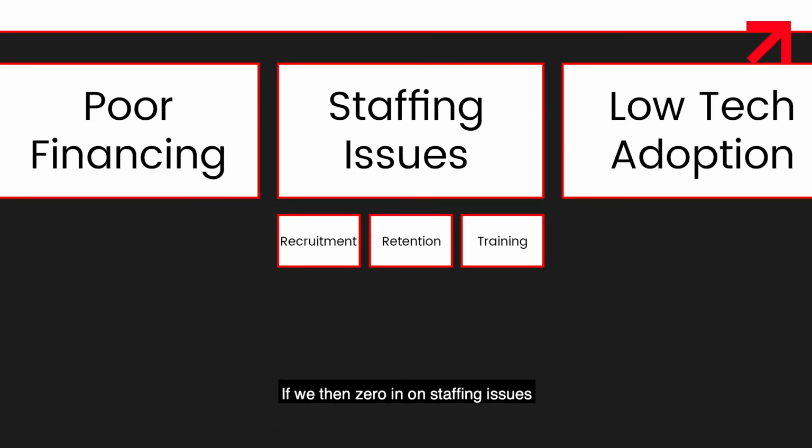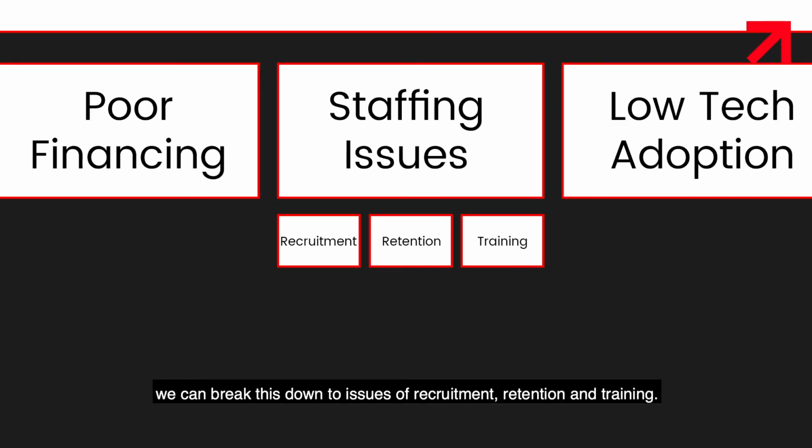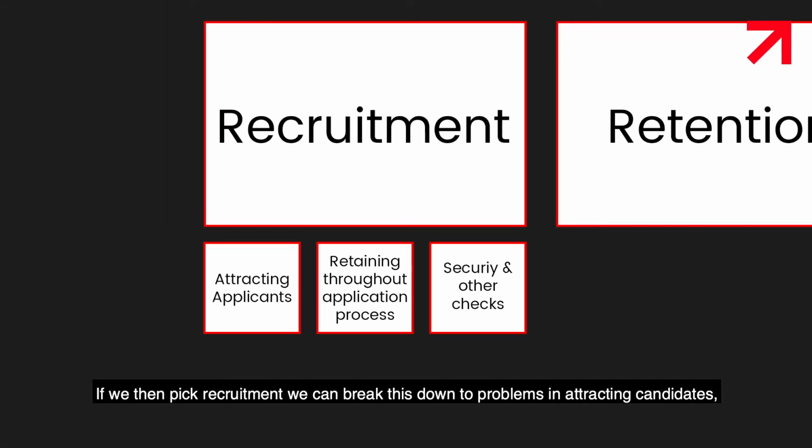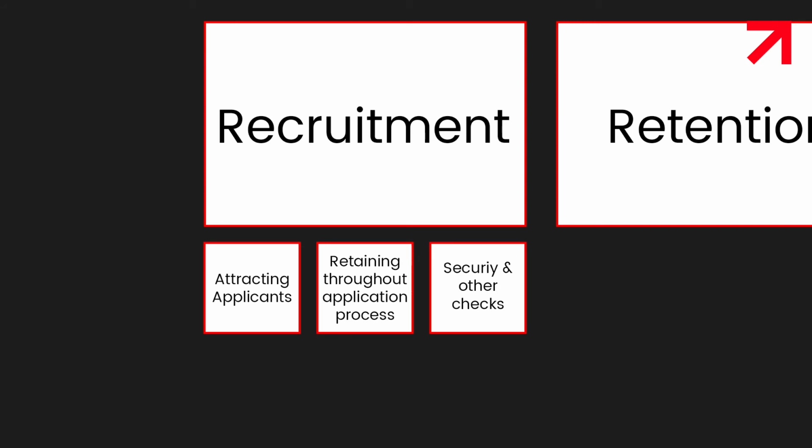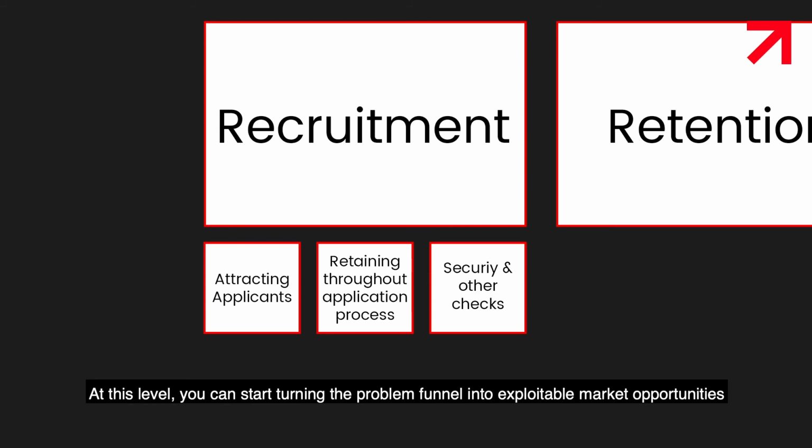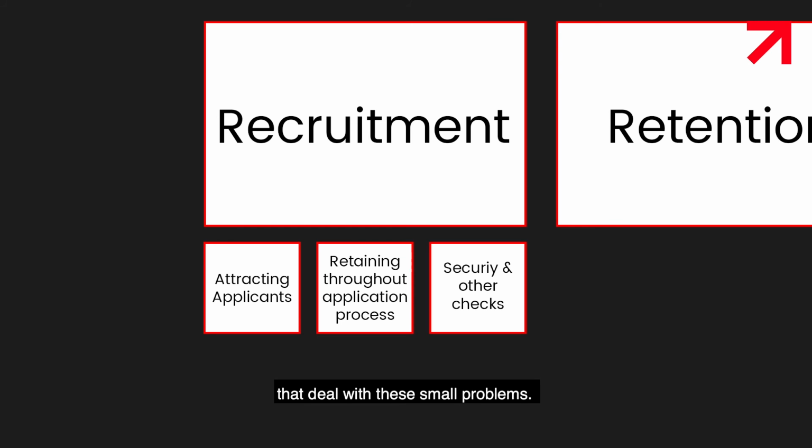If we then zero in on staffing issues, we can break this down into issues of recruitment, retention, and training. If we then pick recruitment, we can break this down into problems in attracting candidates, retaining them throughout the application process, security checks, and so on. At this level, you can start turning the problem funnel into exploitable market opportunities that deal with these small problems.